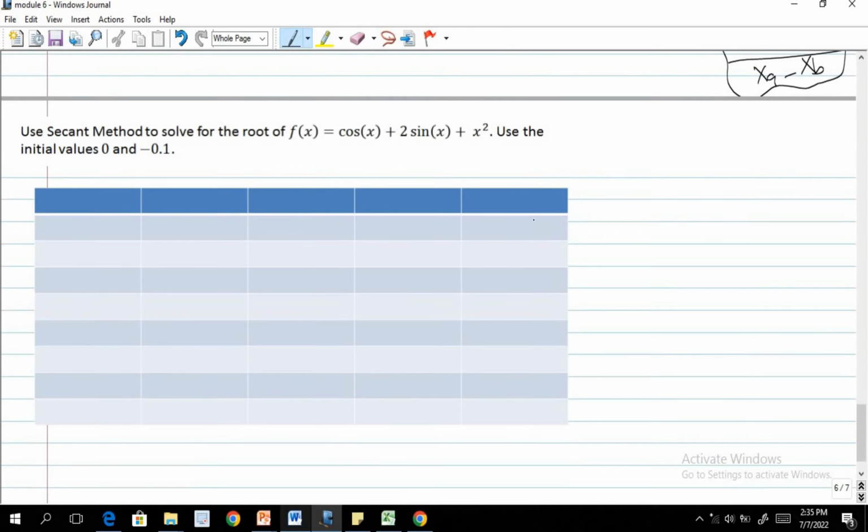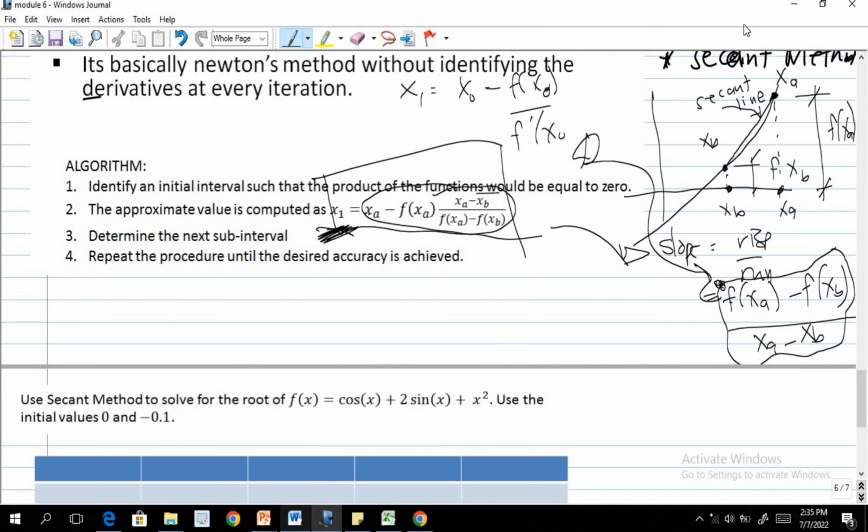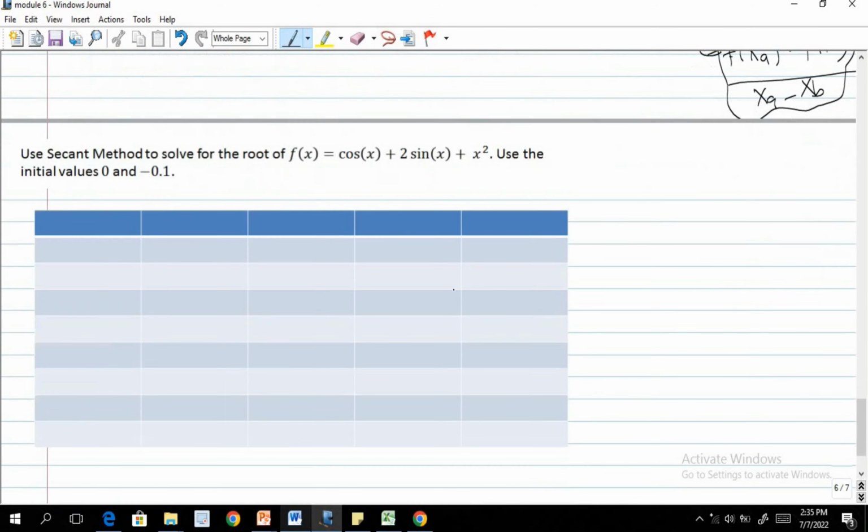So we have to solve for the root of the function cosine of x plus 2 sine x plus x squared using the initial value 0 and negative 0.1. Now, pansinin ninyo dun sa may graph, yung xa ko is the upper limit and xb is the lower limit. Okay, pansinin ninyo yan. Now, dito ngayon, sa may table na to, let this be my iteration. This is my x sub a. This is my x sub b. This is the function of xa. And this is the function of xb.